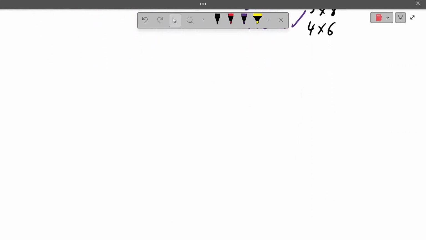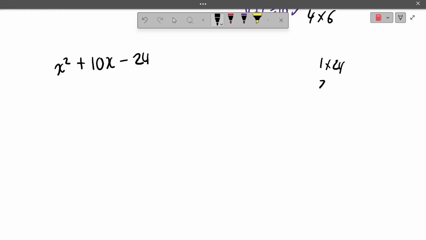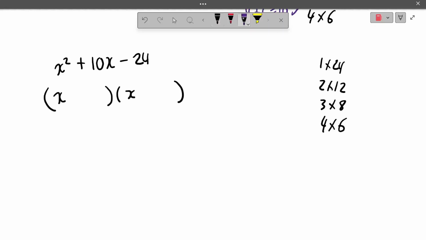Let's do another one, which is going to be very similar but slightly different. So we're going to have x squared plus 10x minus 24. So we have 1 times 24, 2 times 12, 3 times 8, and 4 times 6. So we're going to have our brackets, which is like this. So it's blank at the moment.